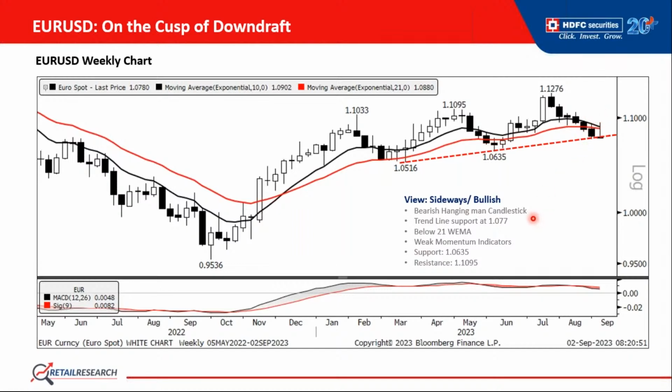Took a support somewhere around 1.07, but the interesting part is that it has closed below the short-term exponential moving average. Oscillators and indicators are also turning bearish. We believe in the near term 1.0635, the previous bottom, will act as a short-term support, and breaking of the same will lead to further downside towards the 1.05 kind of a level.